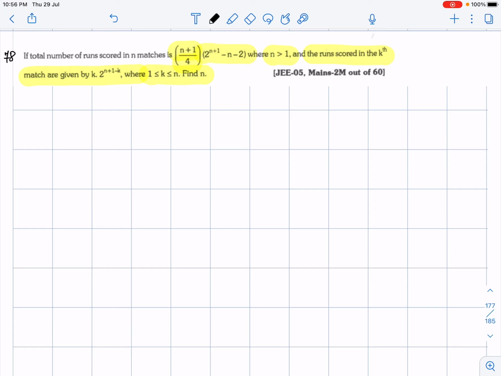So guys, the sum of runs scored by somebody in n matches will become the summation of the runs scored by that person in the kth match, summed from k equals 1 to k equals n. And we do know the kth term of this progression. What is given to us? 2^(n+1-k) is given to us, for k equals 1 to n, and multiplied by k is also there, my dear students. Okay, k multiplied by this thing.